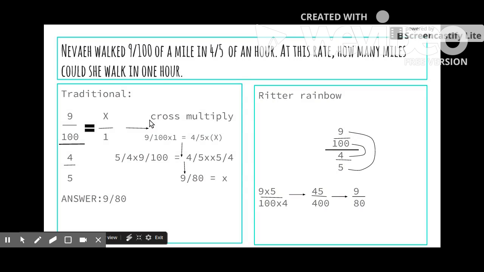Again, like last time, we would cross multiply, take 9/100 times 1 and 4/5 times x. Next, we will take the product of 9/100 times 1, which equals 9/100. Now we'll multiply 9/100 by 5 over 4 because it is the reciprocal of 4 over 5, and the ending product will be 9 over 80.